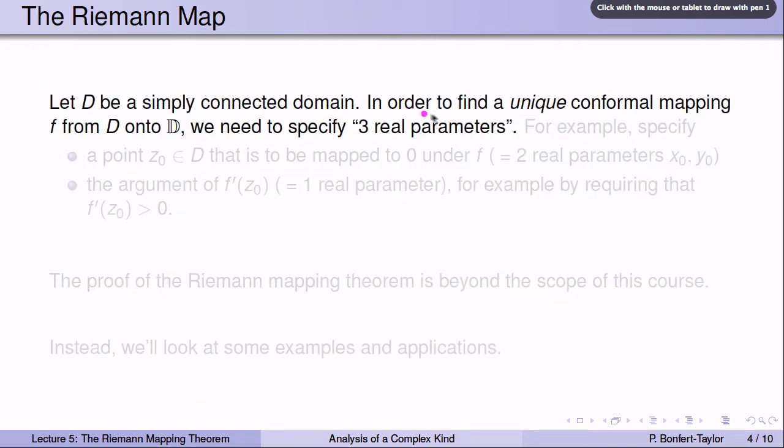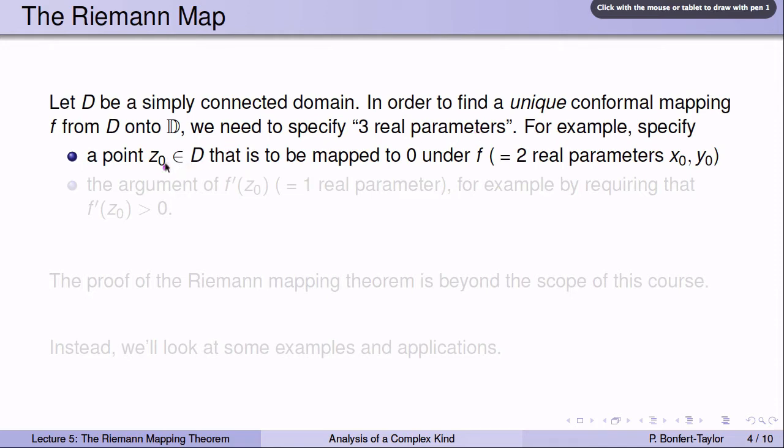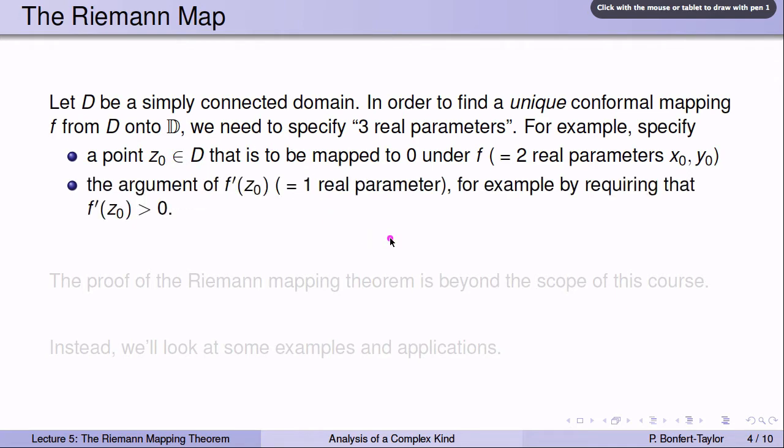In order to make this mapping unique, as we mentioned before, we're going to have to specify three real parameters. For example, you can specify, as we said, a point c0 that is to be mapped under f to 0. That gives us two real parameters, the x-coordinate of c0 and the y-coordinate of c0, so we still need a third real parameter. You could, for example, specify the argument of the derivative at c0, which gives you another real parameter, for example, by requiring that the derivative be positive, therefore the argument is equal to 0 at c0.